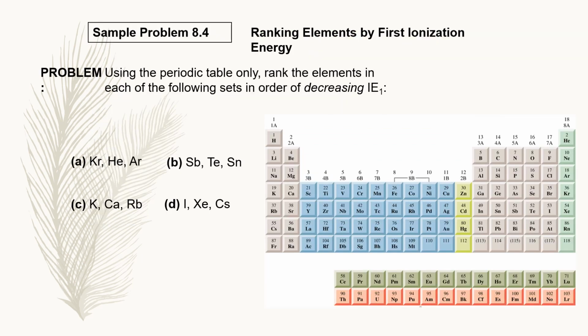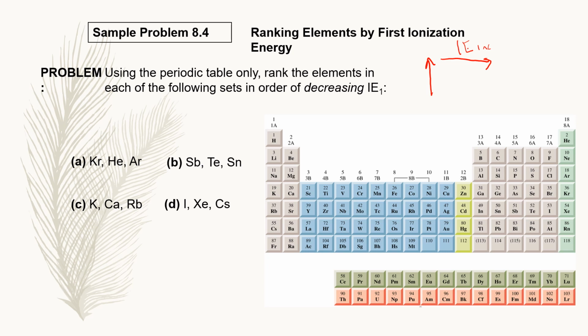So let's now take a look at another set of example problems, and this time we are going to be ranking the elements for the first ionization energies according to a decrease in ionization energy. So once again, that general trend for increasing was going up and to the right. So in this case, for decreasing, we want to order them going down and to the left.